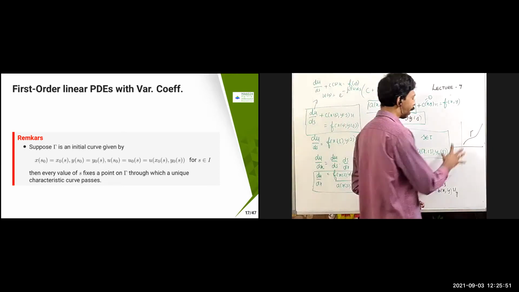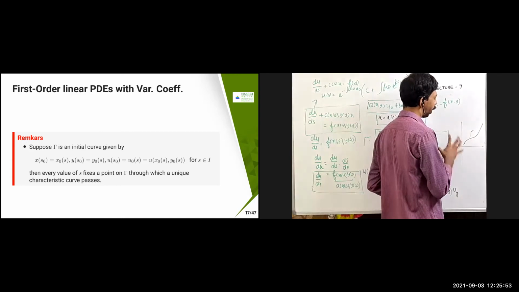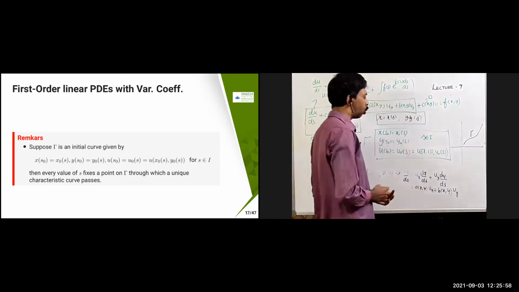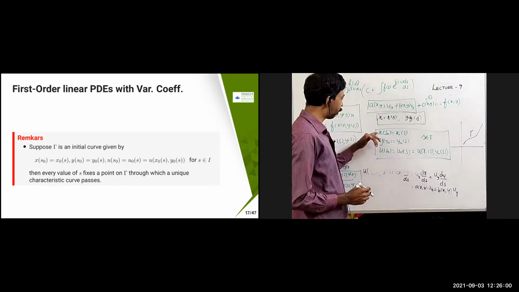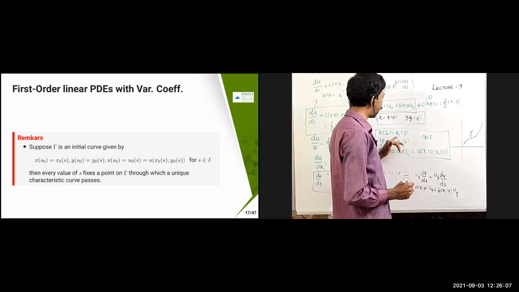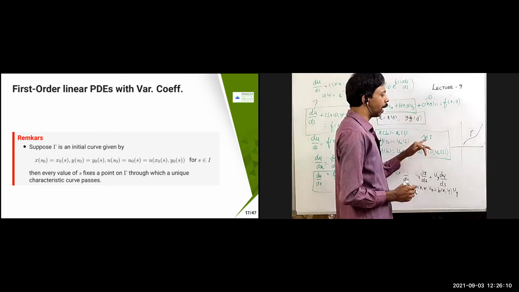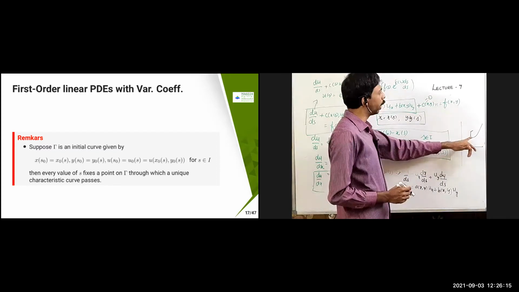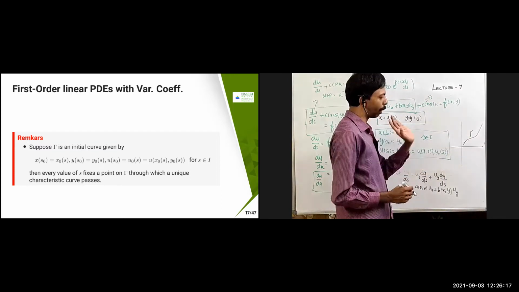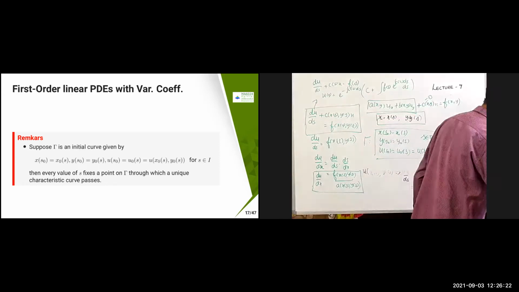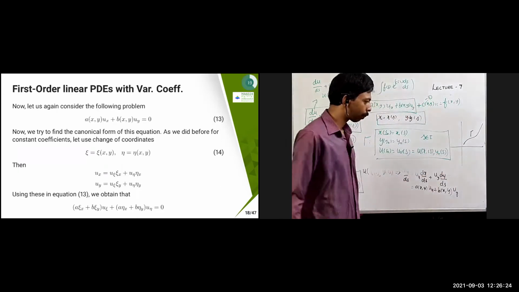If I have a characteristic equation and a characteristic curve, and you have given an initial curve, you can define an initial curve like this: x of s naught, y of s naught, and u of s naught. For this, you can find the functions x naught of s, y naught of s, where s belongs to I, and for every value of s in I, it fixes a point in this gamma, and that should pass through this. That should determine the unique characteristic curve. Okay, so that's what we will prove.